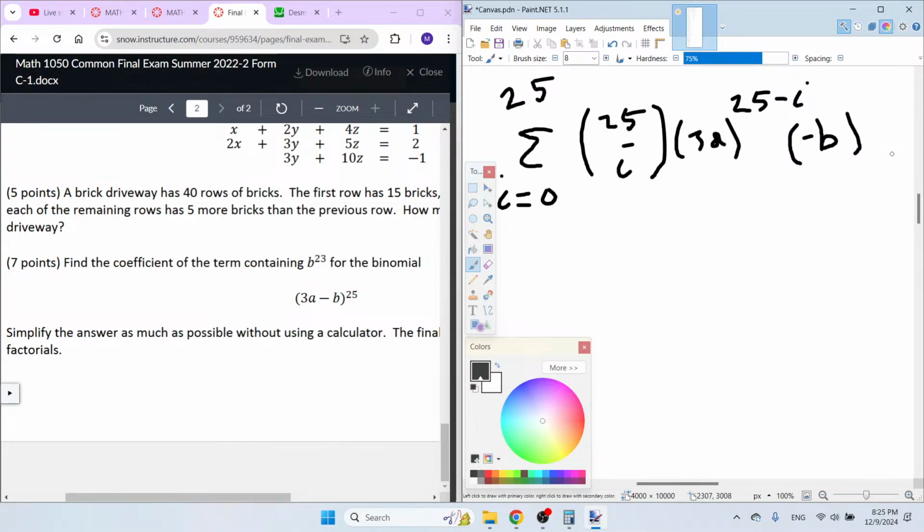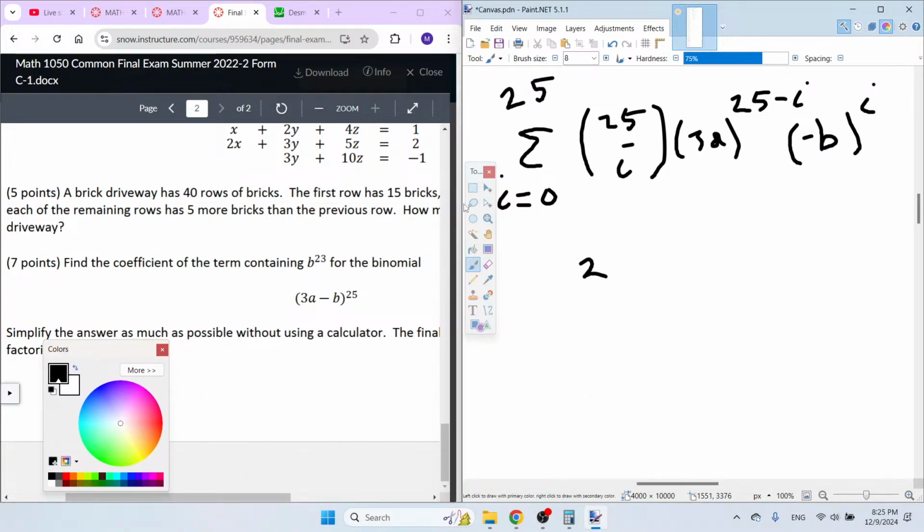Subtracting b is the same as adding negative b, so there's a negative sign that will go in the formula. So there's our formula. This quantity, the 25th power of 3a minus b, equals this. But we're only looking for when b is to the 23rd power. So we see that that happens when i is 23. So we're only looking for this particular term.